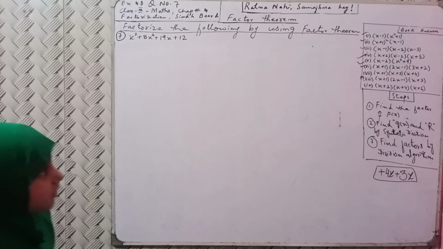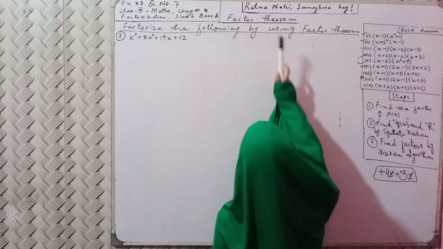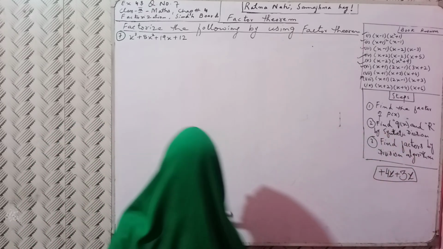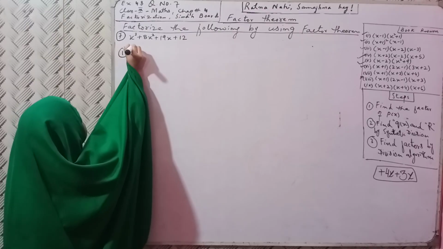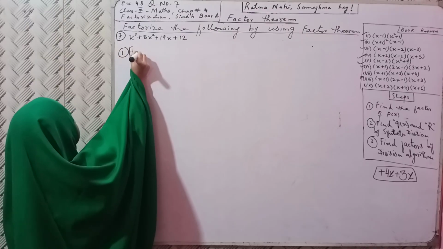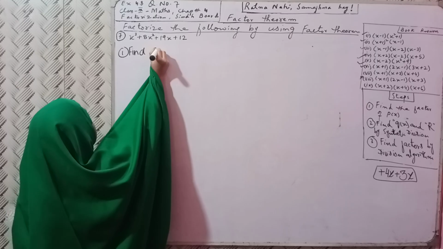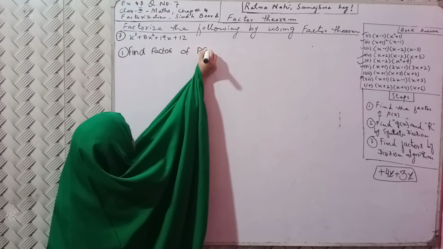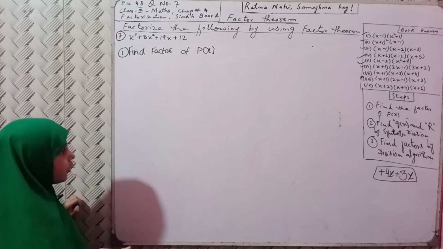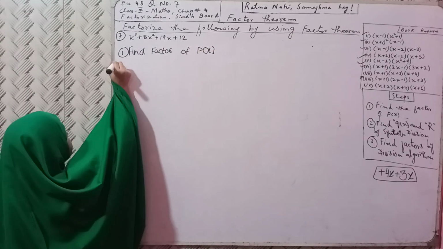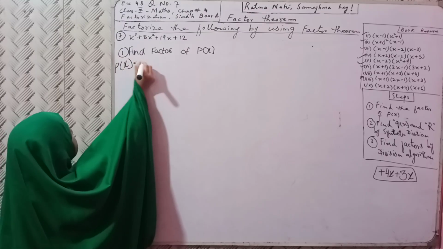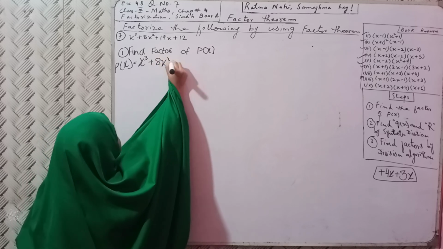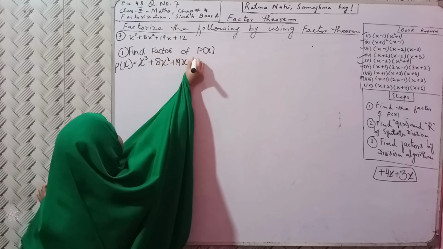So, today we are going to learn the Factor Theorem. The book authors have written the steps. The first step is to find the factor of p(x). Okay, so now we will write p(x) is equal to x cube plus 8x square plus 19x plus 12.